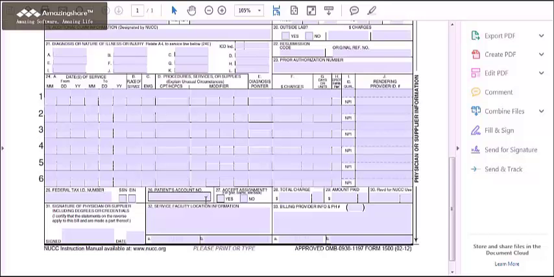The patient's account number would be in field 26. 28 would be the total charge. If there's an amount paid by the patient, it would go in 29. The billing information in field 33. And the signature on file of the provider would go in field 31.